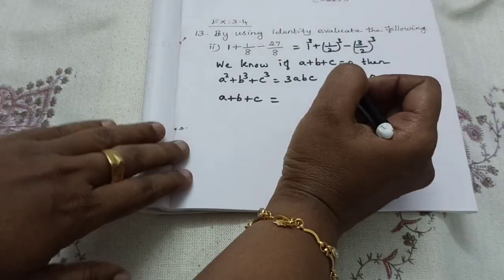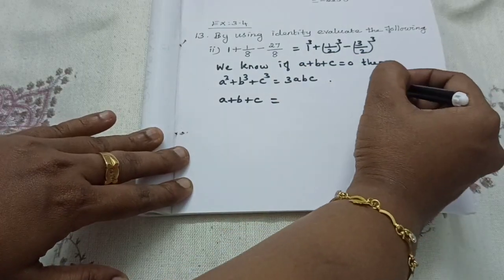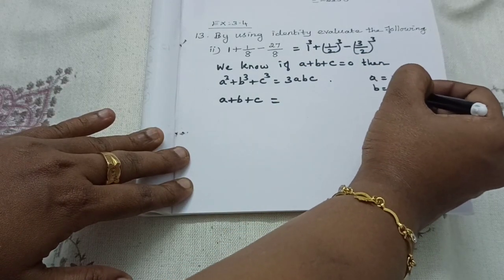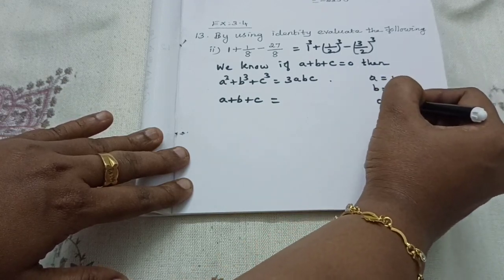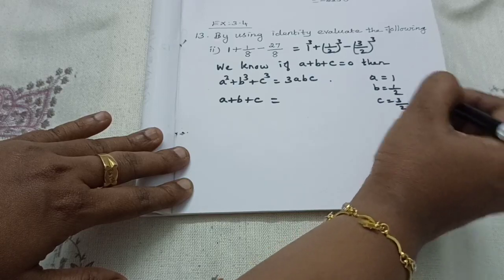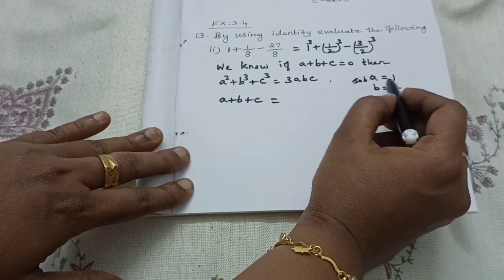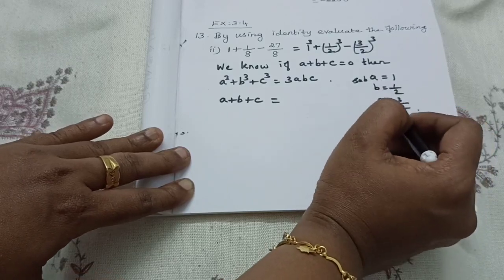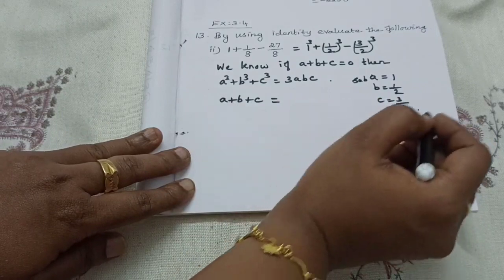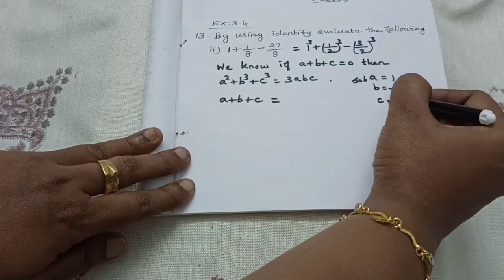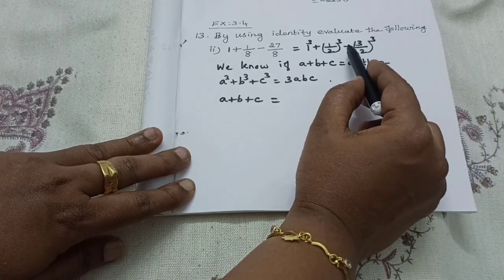Then from here, a is equal to 1, b is equal to 1 by 2, c is equal to 3 by 2. Here we have to substitute a is equal to 1, b is equal to 1 by 2 and c is equal to 3 by 2. Shall we substitute here? Here c is equal to minus 3 by 2. Okay, minus is also given here.